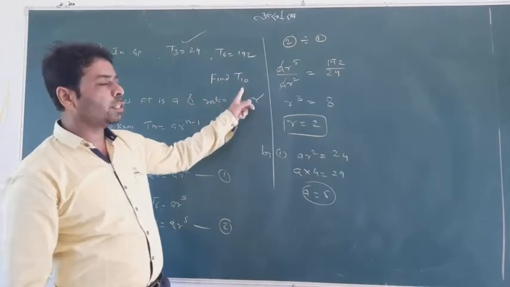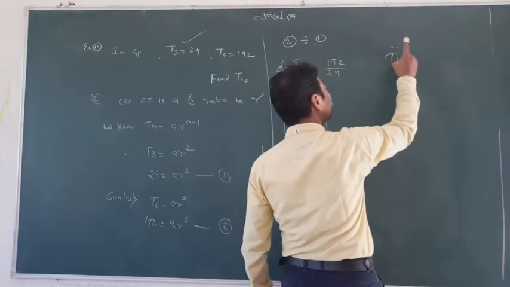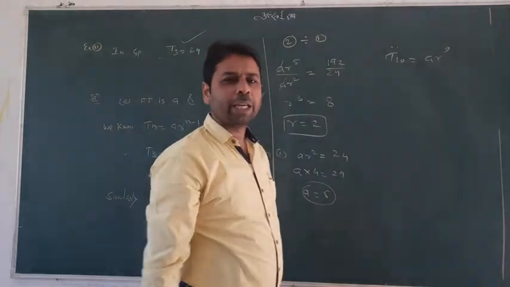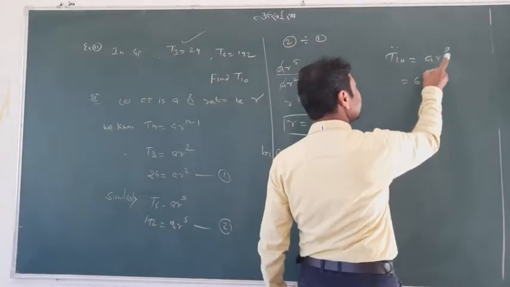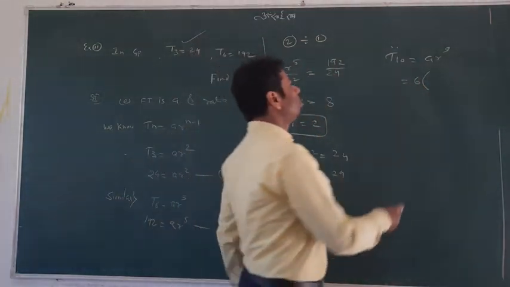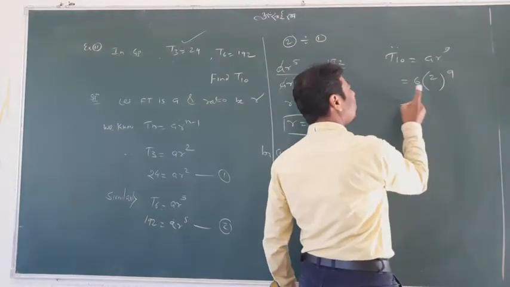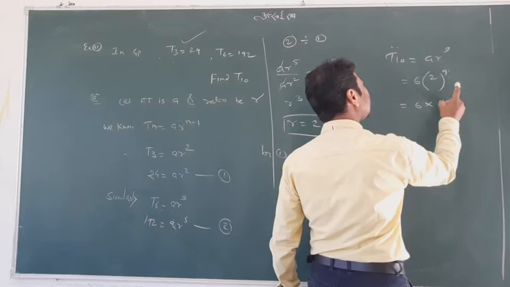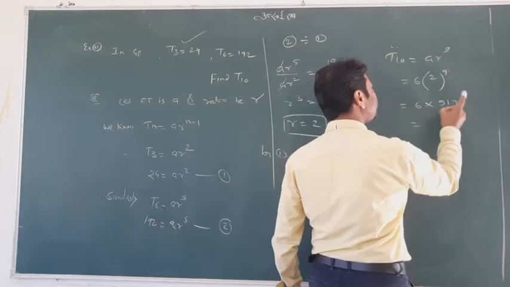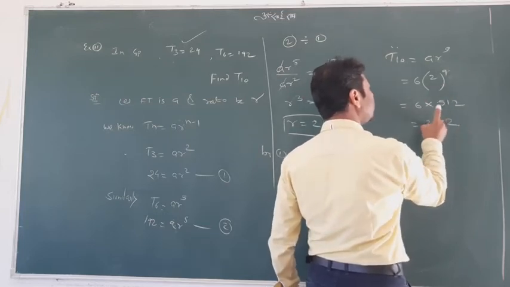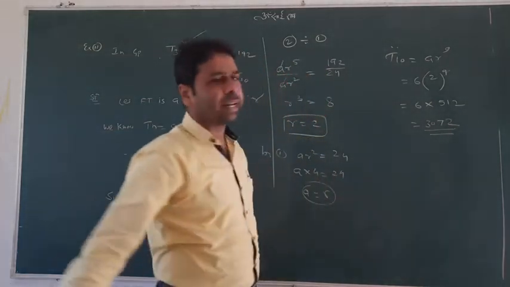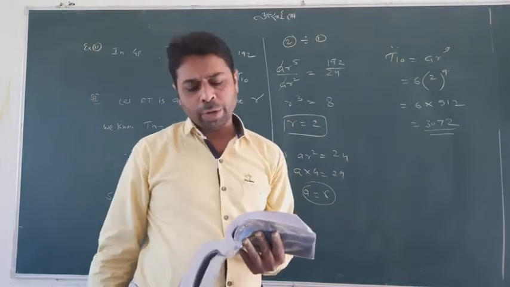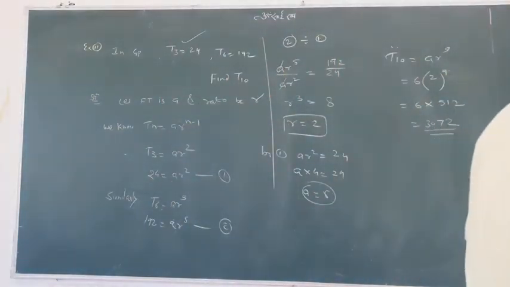Now what do you want to find? T10. So definitely T10 will be AR^(n minus 1), meaning AR^9. So what is A? 6. And what is the value of R? It was 2. So 6 times 2 to the power 9. And one should understand that 2 to the power 9 is 512, I think, and this gives 3072. This is the 10th term, the value of the 10th term we have got. So this was a simple way. I don't think it's a tough one.